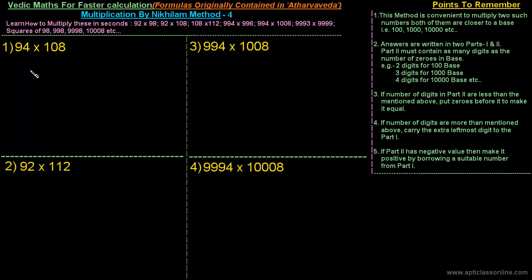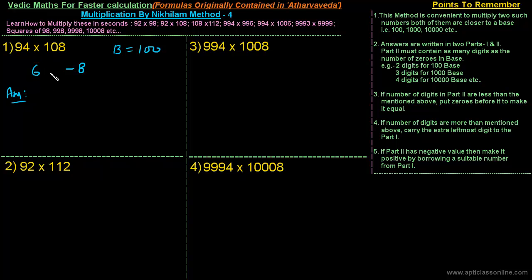So in the first example, 94 into 108, the first thing that we have to do is to check the base. The base here is 100. The next thing is the difference between the base and the numbers. How much is 94 less than its base, that is 100? 6. And then how much is 108 less than its base, that is minus 8. So if you know that, we can write down the answer.